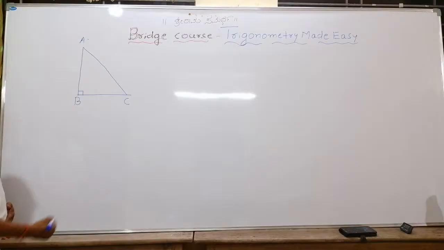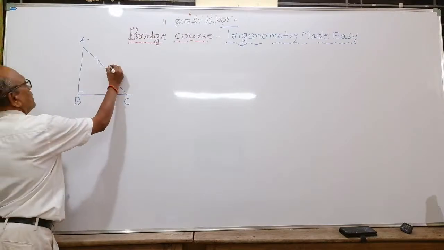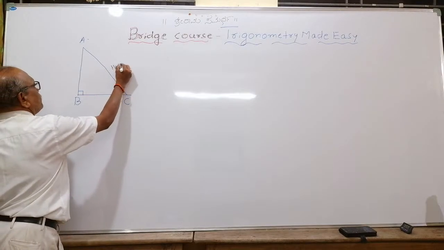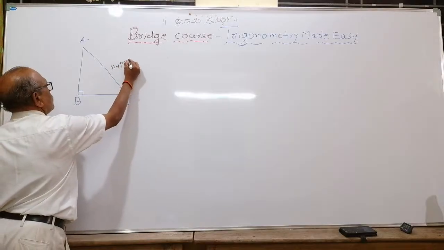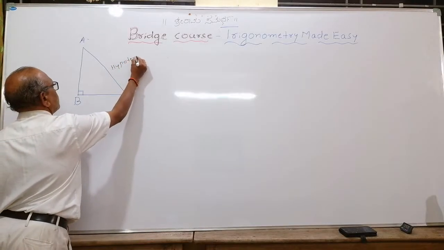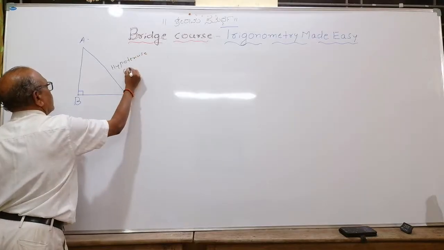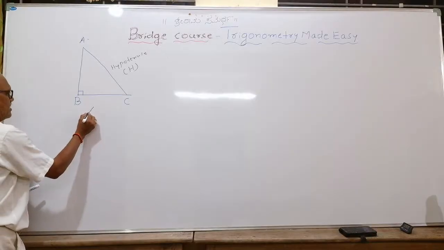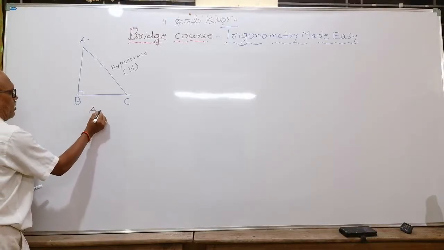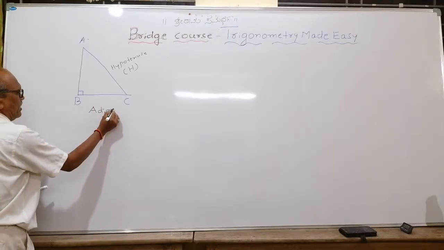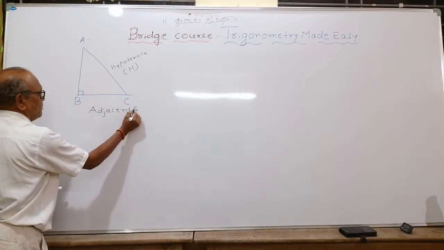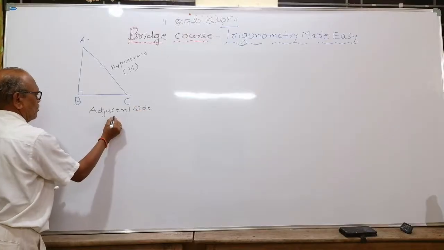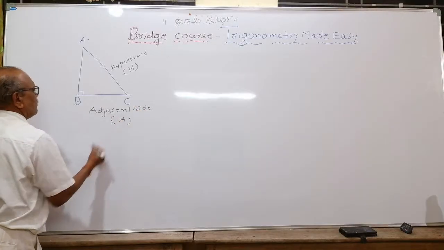We said that the side opposite to this 90 degree is called the hypotenuse side, and we symbolically call it H. This one is the base. In general geometry we call it base, but in trigonometry we call it the adjacent side, and we symbolically represent it as A.